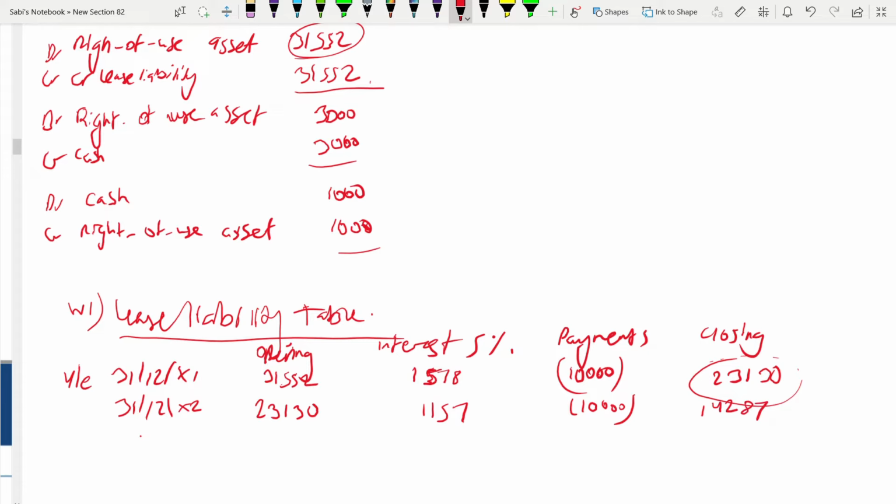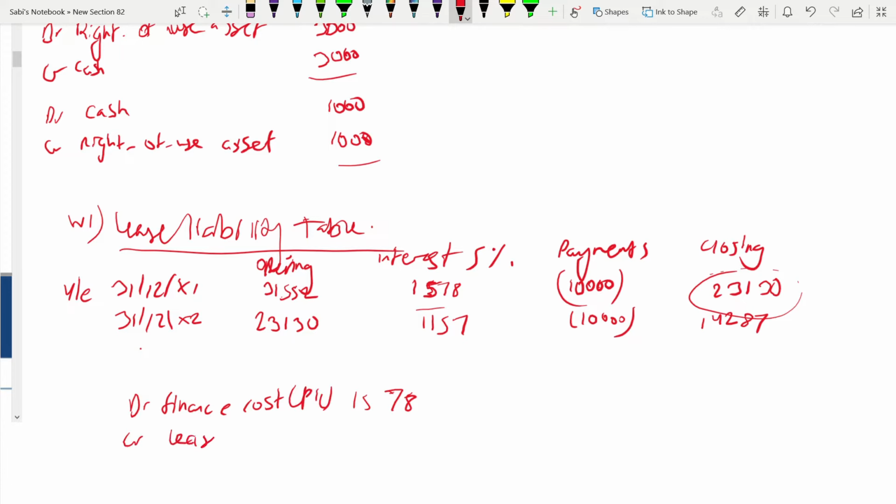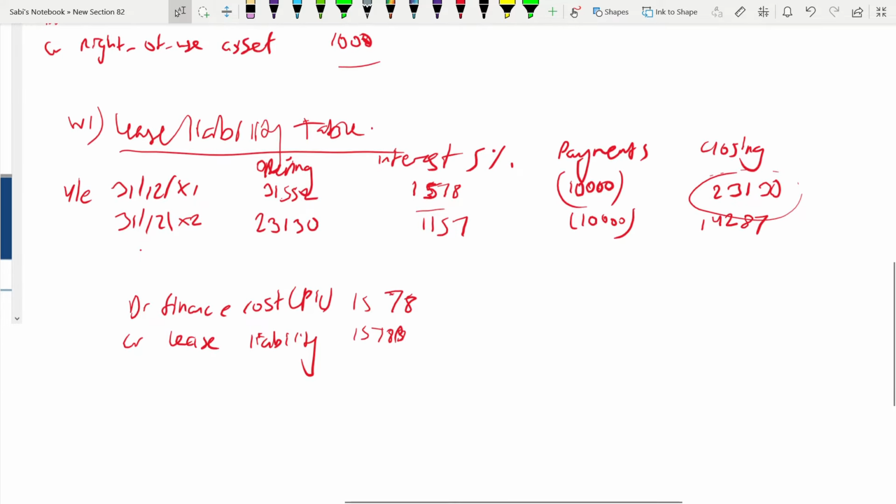Now your double entry will be, I told you, double entry is very famous with IFRS 16. You debit your finance cost, this first one, 1,578, which goes in the P&L as an expense. Credit lease liability $1,578. Now, cash payment. Debit lease liability, credit cash of 10,000.